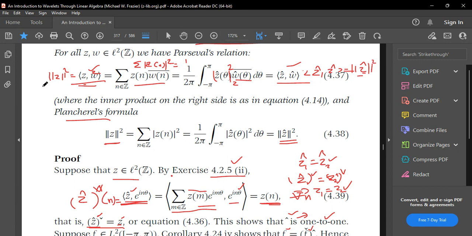So we have proved Plancherel's formula: the norm z squared is equal to the summation of modulus z of n the whole square, and this is also equal to the norm z cap squared.